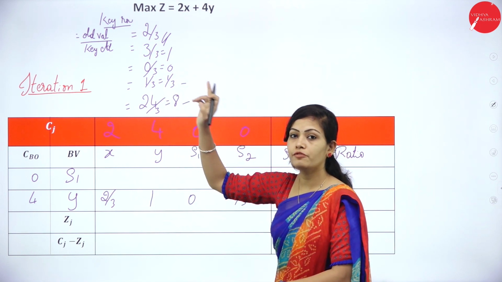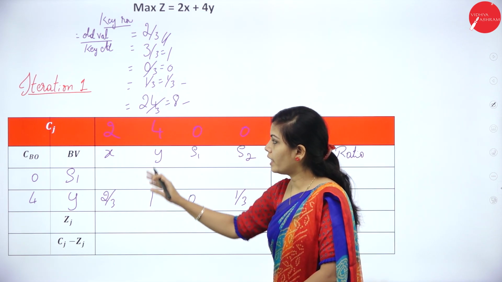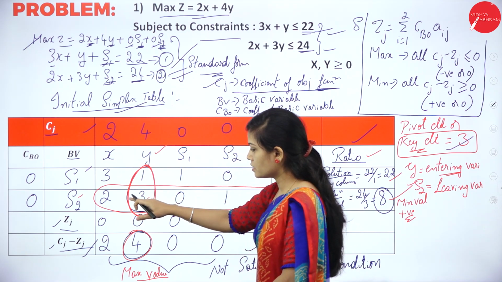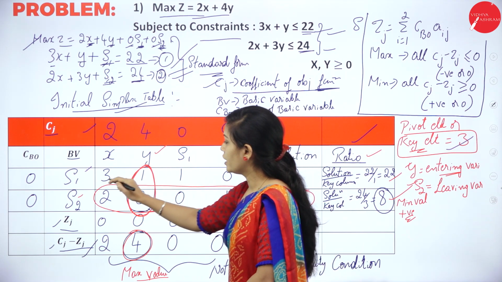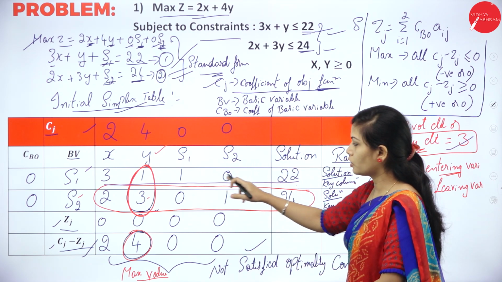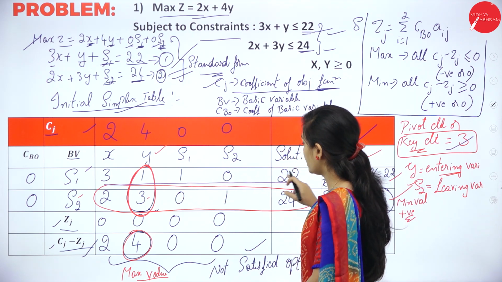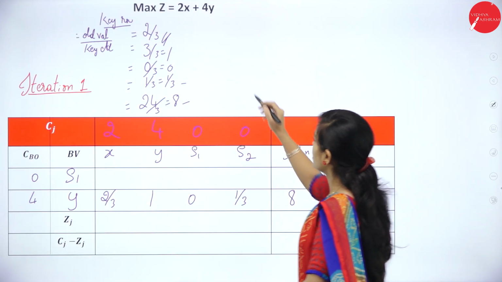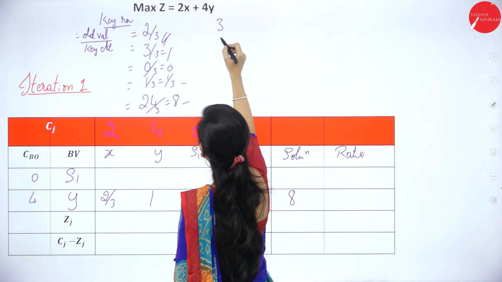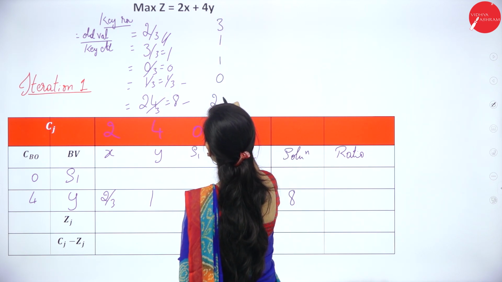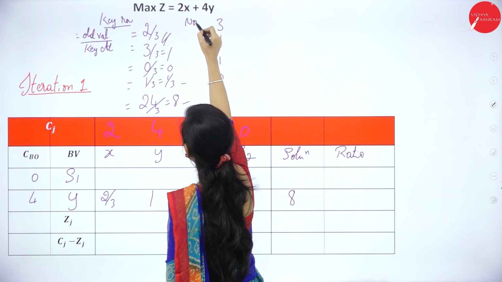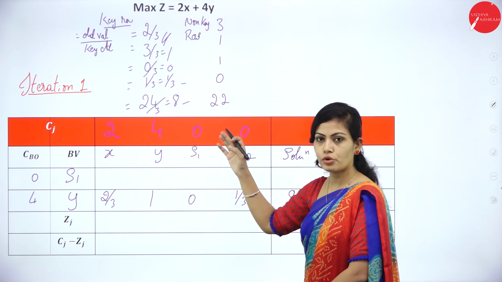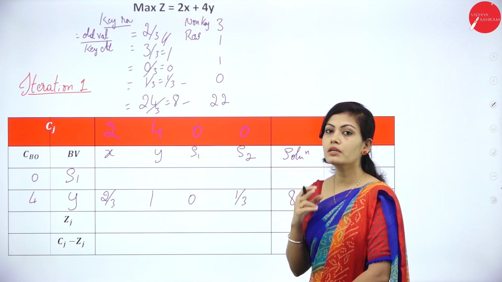Using the old values in the first initial simplex table, we can find the new values in iteration 1. And also we have the non-key rows. This is called the key row and these are the non-key rows. So, next list all the non-key rows. So, here 3, 1, 1, 0, 22. So, these are the non-key rows. Using the non-key rows, we can find the new values by using a formula.